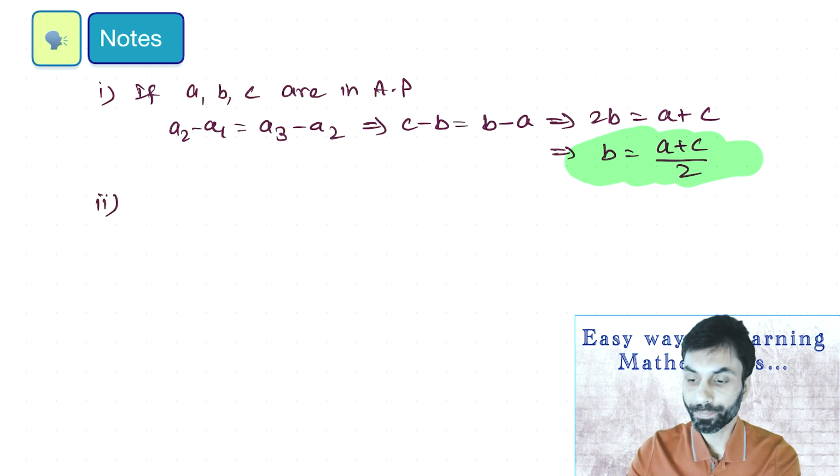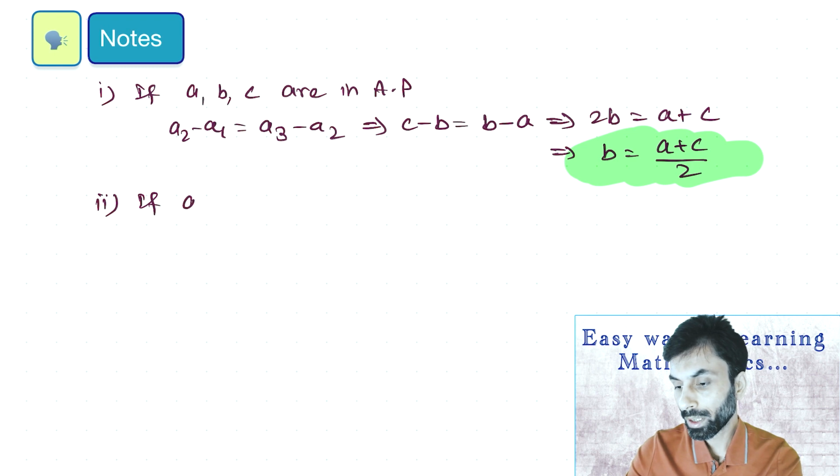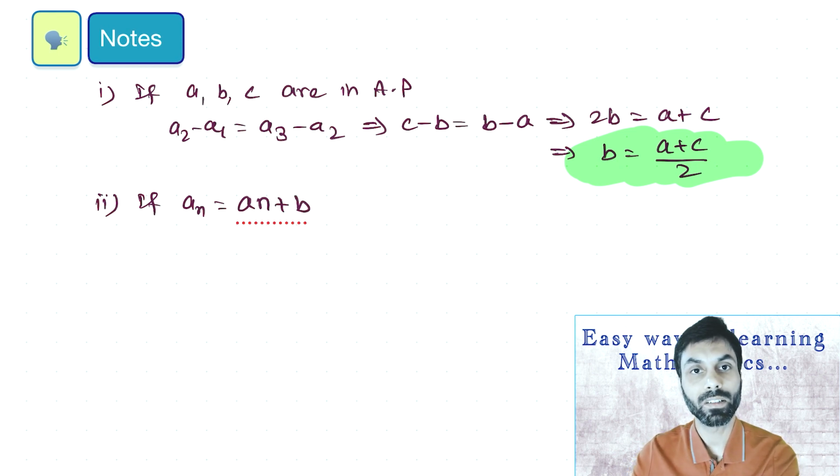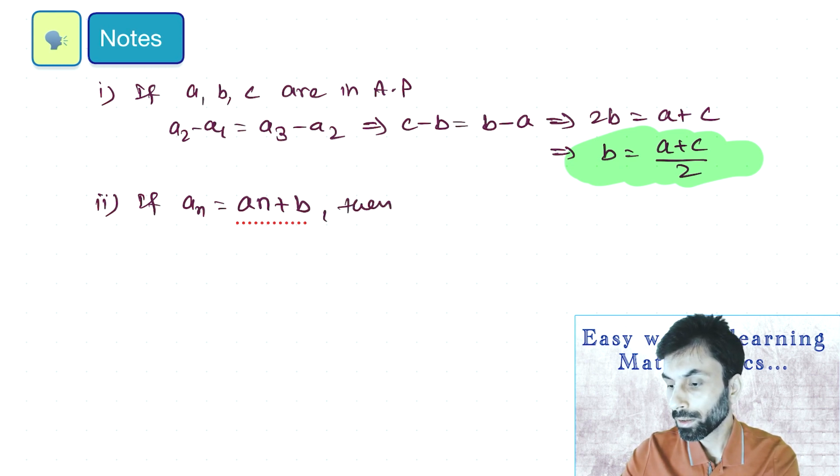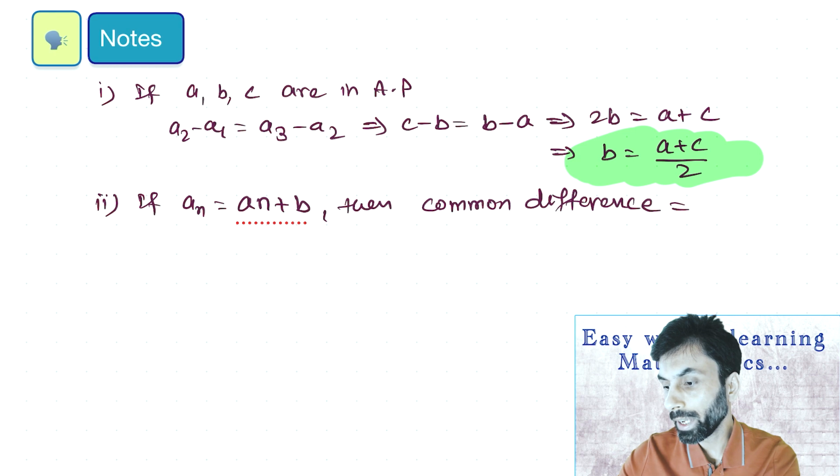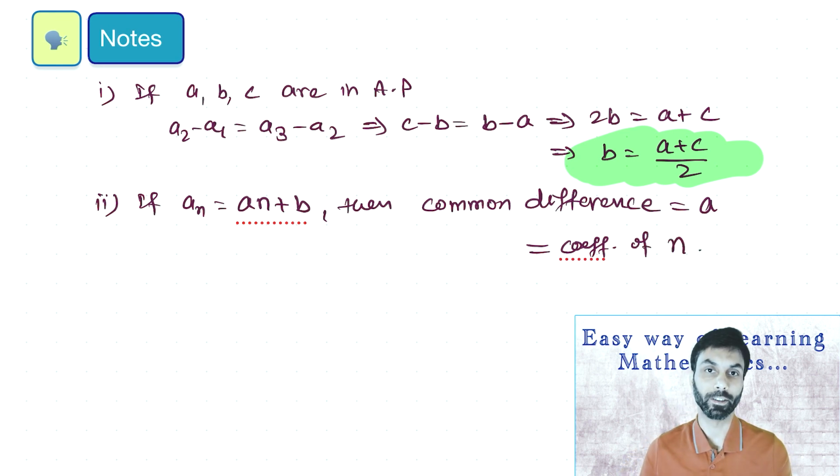Second point is, if an is equal to an plus b, that means if the nth term of an AP is a linear expression, then the common difference will be equal to a, which is the coefficient of the linear term, that is n.